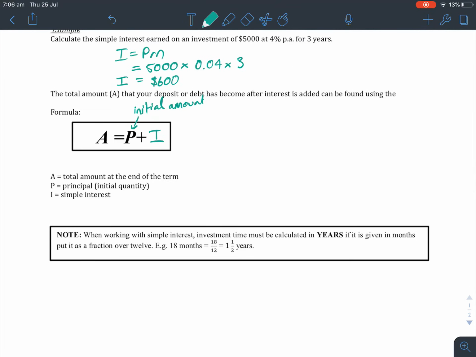Now please just note, when you are working with simple interest, the time must be calculated in years. If it's given in months, then you need to put it as a fraction over 12. So for example, 18 months would be 18 over 12. Or 42 months would be 42 over 12. Okay, it must be given in years.